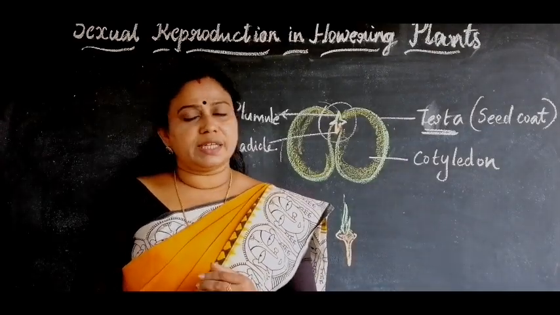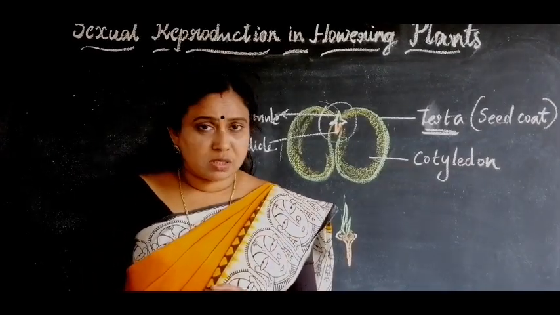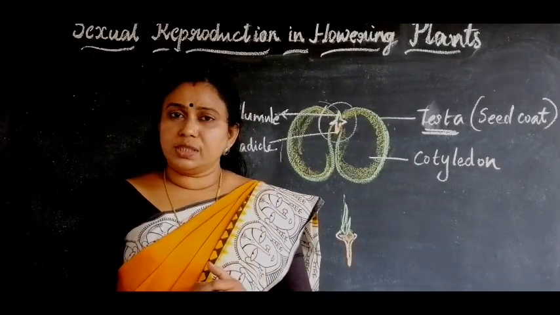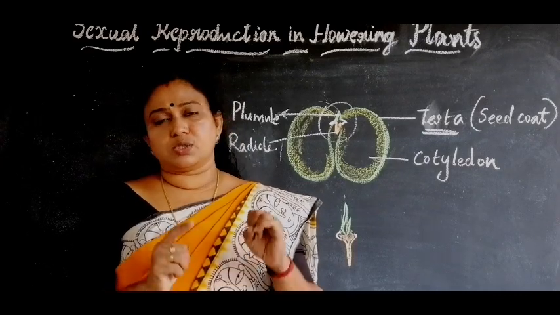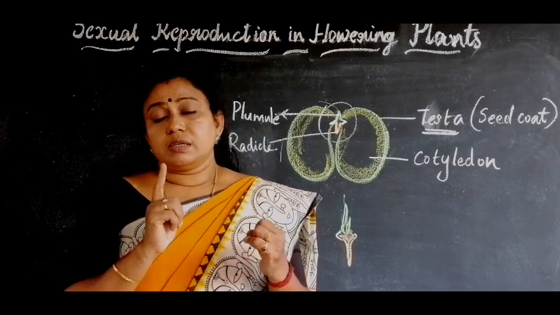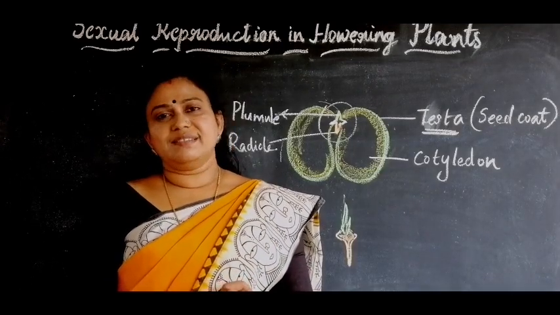Okay, all of you read the textbook properly and prepare the notes. All of you should draw the diagrams and label the parts, especially the structure of the flower and the double fertilization. Okay children, thank you.